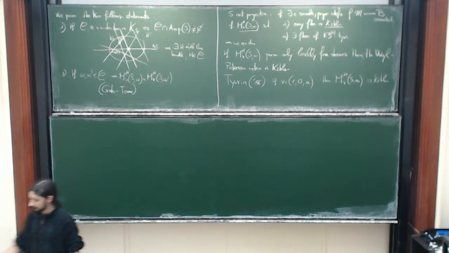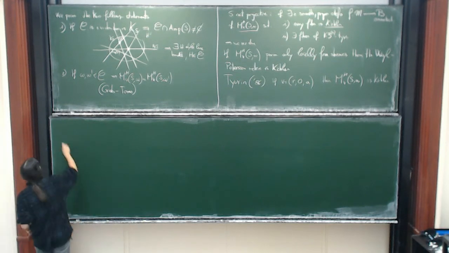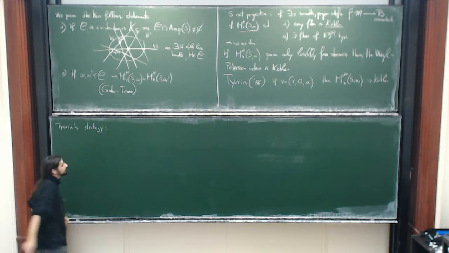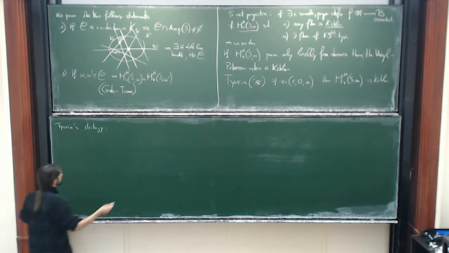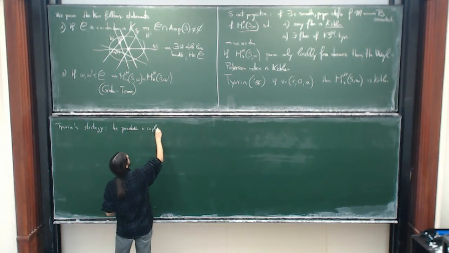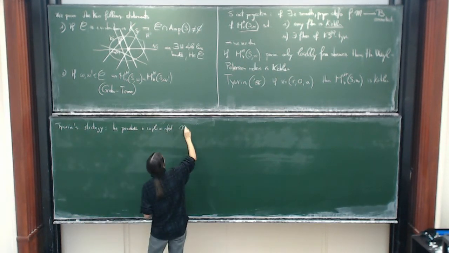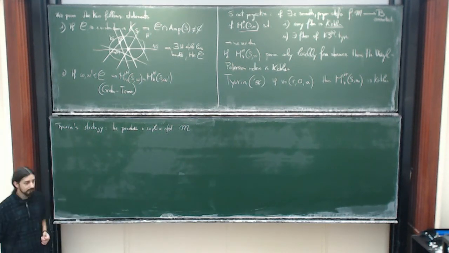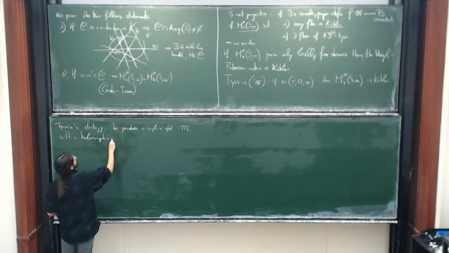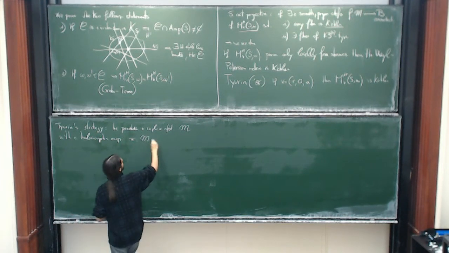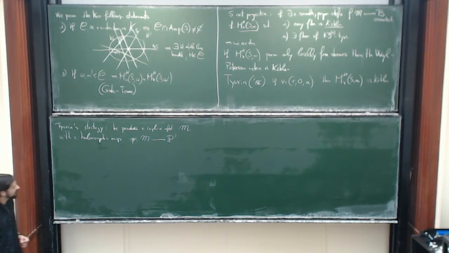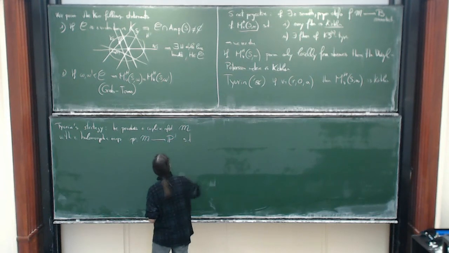So this works in the following way. Turing's strategy: what he does is that he produces a complex manifold, curly M, together with a holomorphic map, let me call it P because I'm used to using the letter P, to P1, which verifies the following conditions.